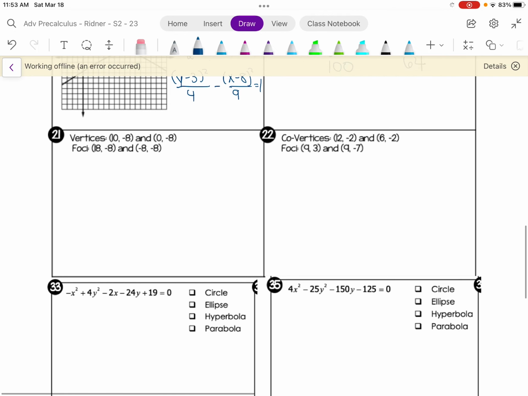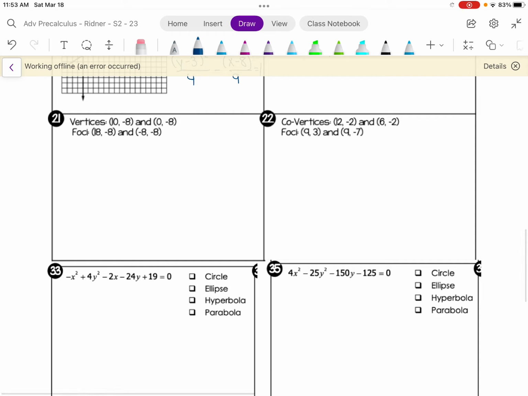All right, and we're going to call 21 and 22 the advanced problems, so go to the next slide to see if you can figure out what to do with those. I will give you a hint before getting there, though. It does require using a squared plus b squared equals c squared.